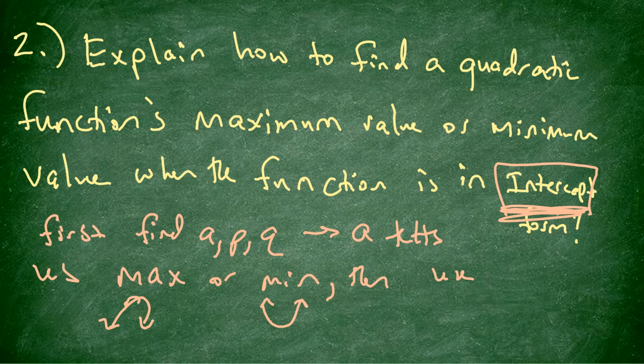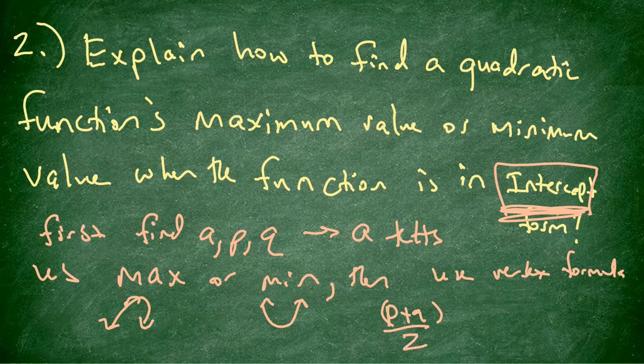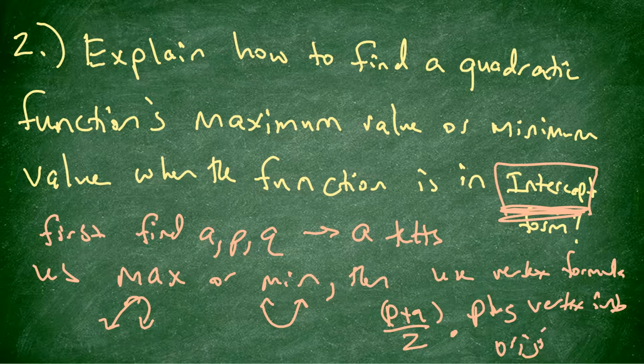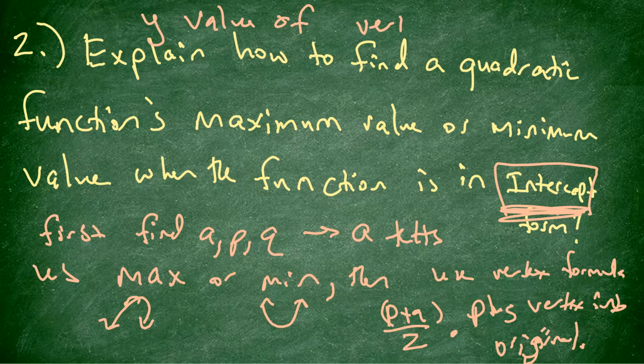Then, use Vertex Formula. That's P plus Q all over 2. Plug vertex into original problem. That will give you a y, and that's your value. So the best way to say it is the y value of the vertex.